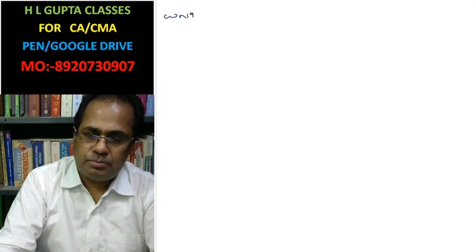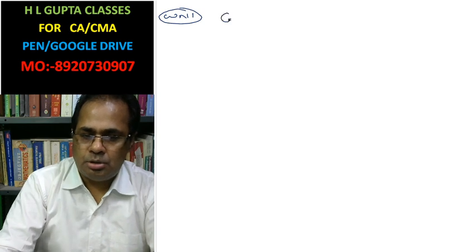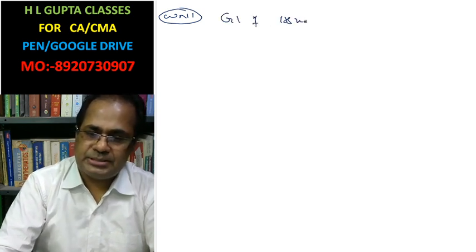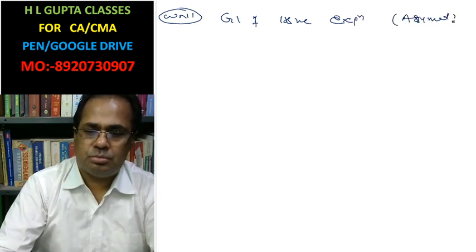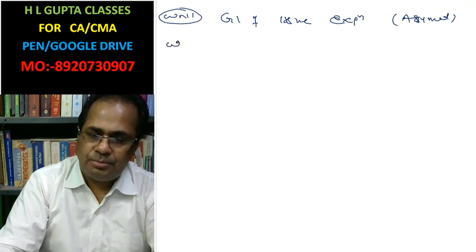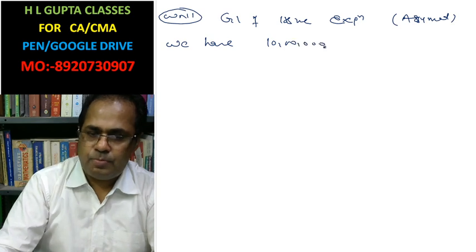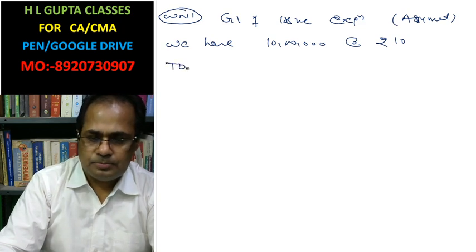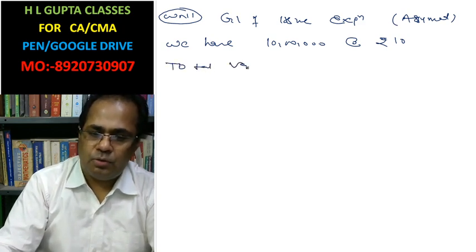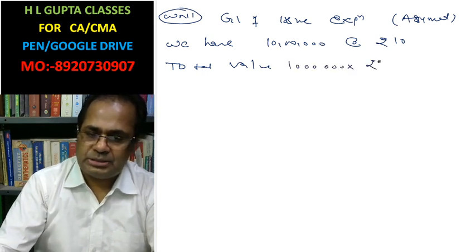Working note first. Calculation of issue expenses. This is assumed. We have 10 lakh units at the rate of rupees 10. Total value is 10 lakh into rupees 10, this is rupees 1 crore.